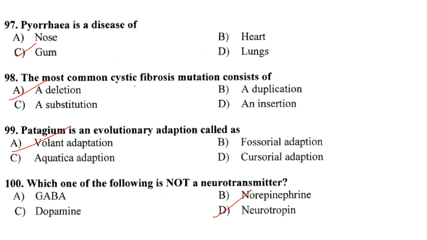Then, which of the following is not a neurotransmitter? So, neurotrophin is not a neurotransmitter. Answer is option D. So, that's it.